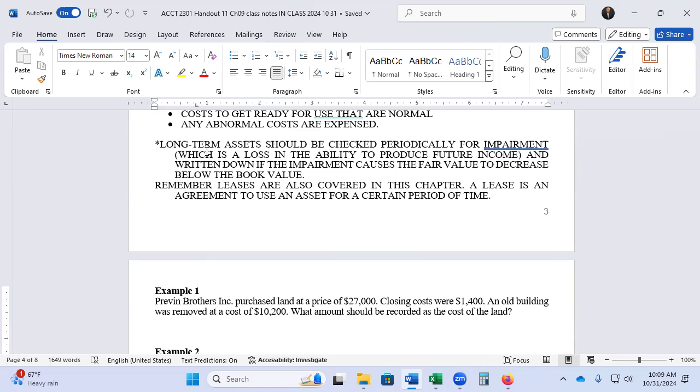Okay, it looks like pretty much everybody's there. So Previn Brothers Incorporated purchased land at a price of $27,000. So we know we include the $27,000 in the cost, plus the closing costs. Plus it says an old building was removed, and that's to get the land ready for use. So we include that. And so our cost would be $38,600.